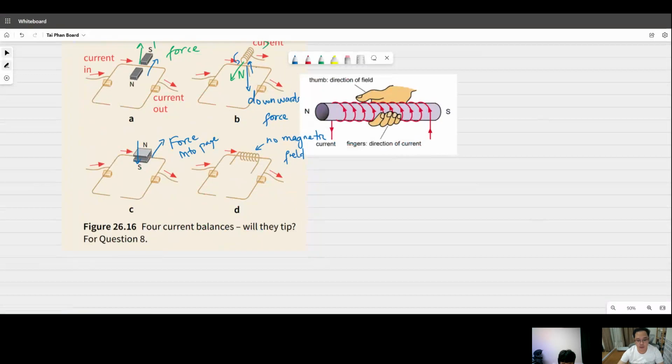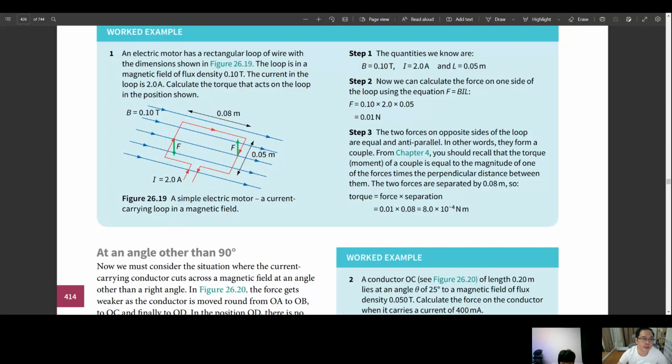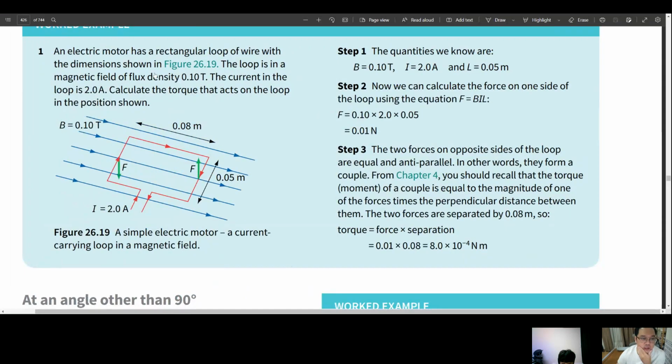Electric motor. Okay, let's see this problem. The electric motor has a rectangular loop of wire with the dimensions shown in the figure here, 0.08 and 0.05. The loop is in a magnetic field with flux density 0.1, which is the B. Flux density. I usually use the word field strength, but in A level they use flux density. The current in the loop is 2 amperes. Calculate the torque that acts on the loop.